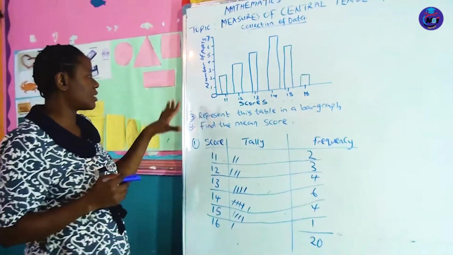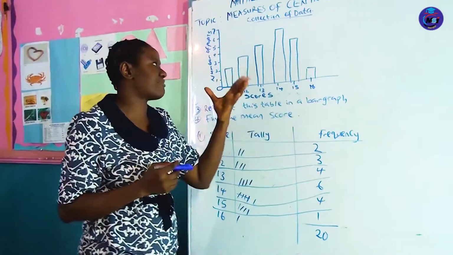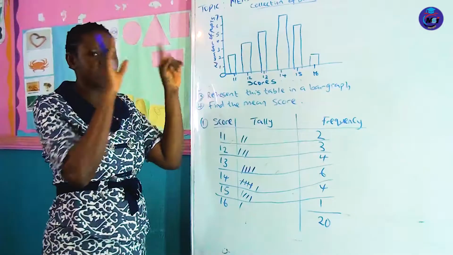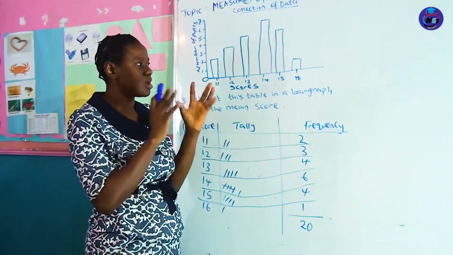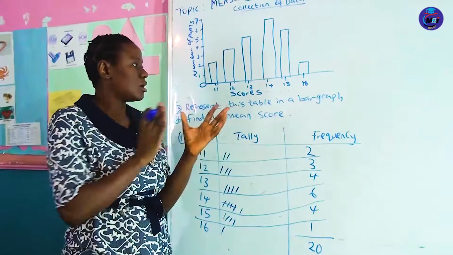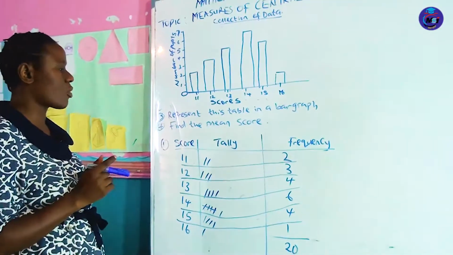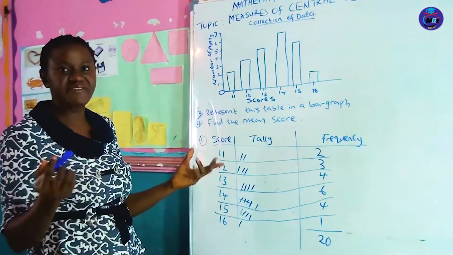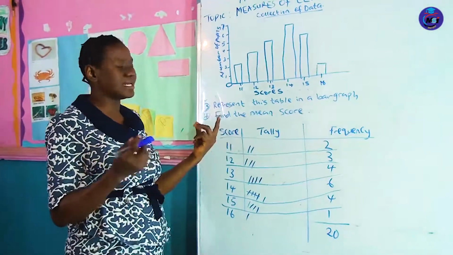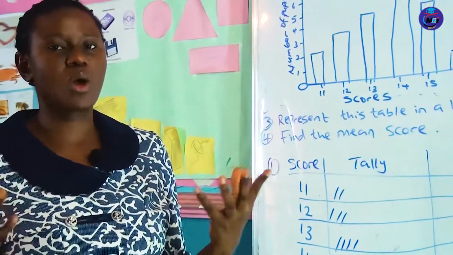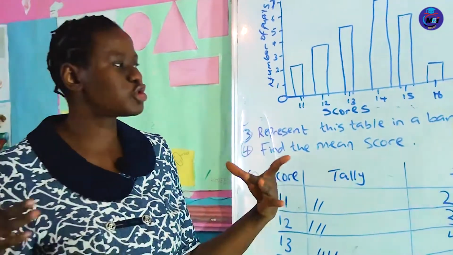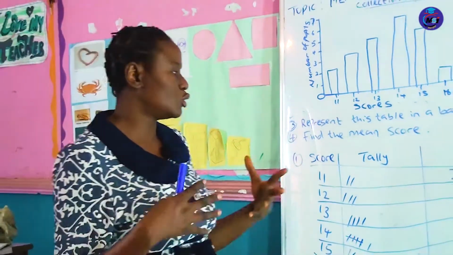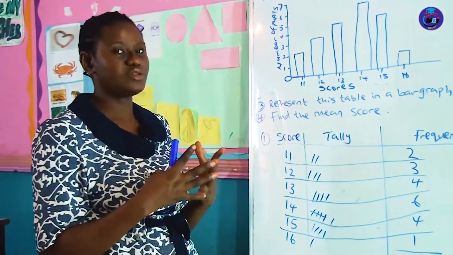Okay, so we've represented the table in a bar graph. Remember, we also have histogram, pie chart. In a pie chart, we are using a circle to represent whatever frequency we have. Now, the last question said find the mean. Like I said, mean means average. What we need to do when we want to find the mean or the average is to sum up all the scores, and then add them together.